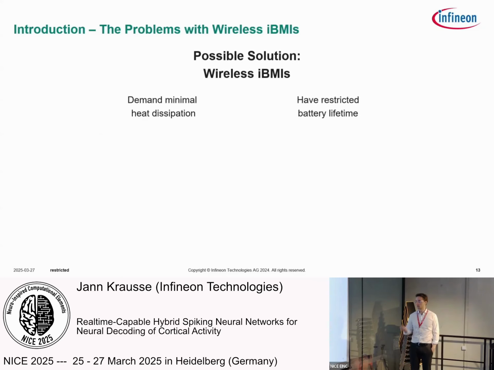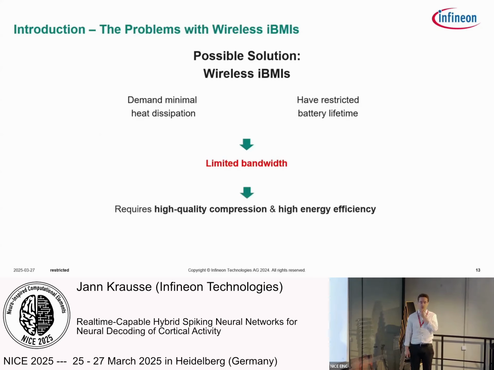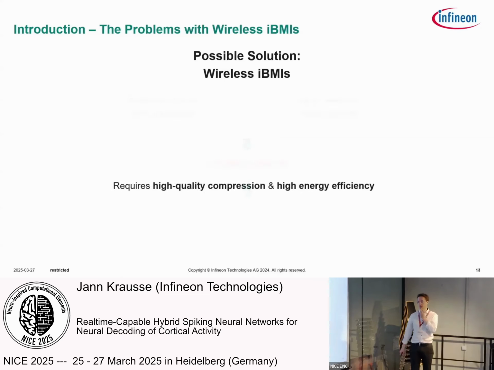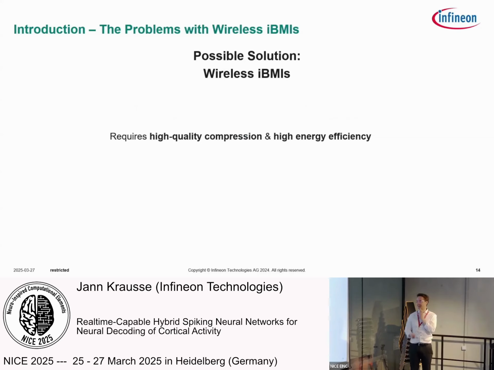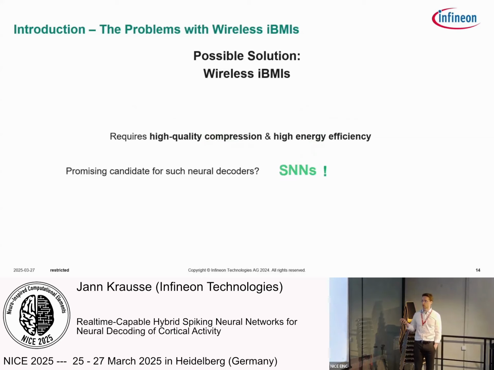This means that we are very limited in bandwidth, and having a limited bandwidth, we want very high quality compression and very high energy efficiency. Those two things might already ring a lot of bells in your heads. I know I'm in the right community here for this kind of thing. So what could be a promising candidate for such neural decoders? Well, of course, some kind of neuromorphic network. For example, an SNN would be a very good fit for this. Or, to be more general, event-based neural networks or just neuromorphic technologies could be a good solution for this problem.